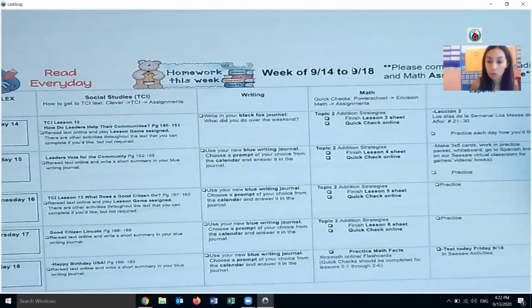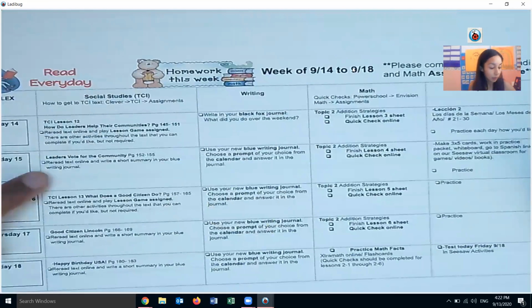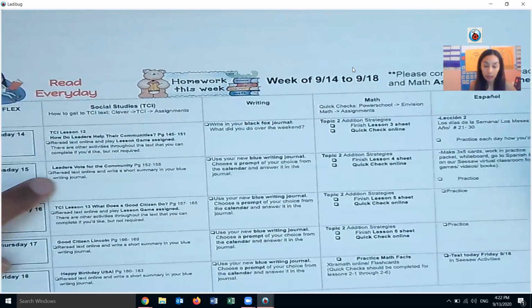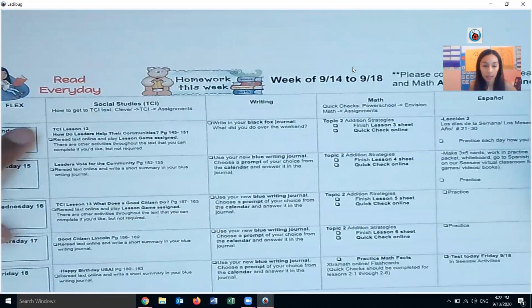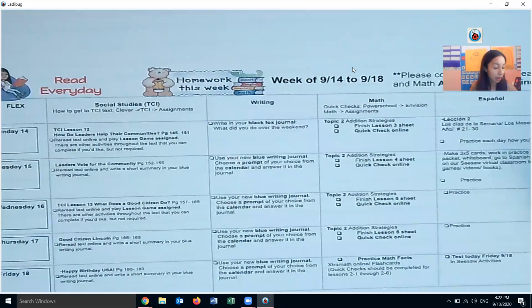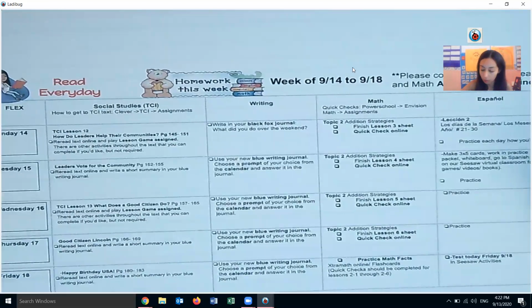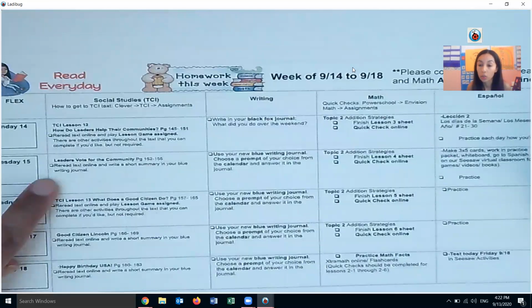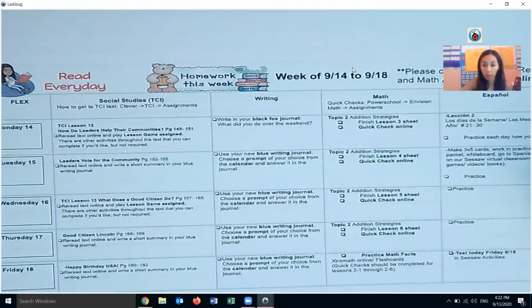You'll actually be using that journal for another thing today, and that's for social studies. And that's a little piece, so it's not as long as yesterday's lesson. This is kind of in between lessons reading. It's called Leaders Vote for the Community. So I'm going to share with you how to get there again. And today's assignment, it will not be online. It's just to write a short summary in the journal about that.